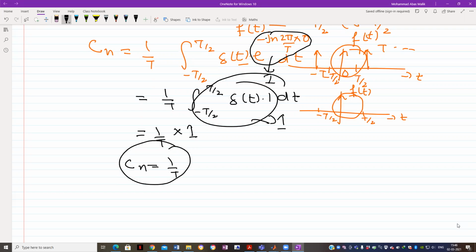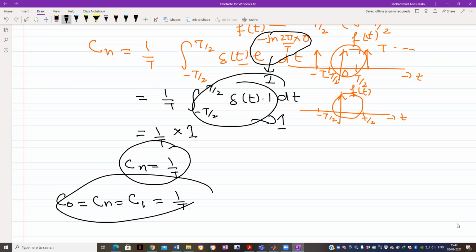Okay. So can I say that C0 is equal to Cn is equal to 1 by T, where n can take any value? In general, C will be 0, whether 1, whether infinity, it will always be equal to 1 by T.